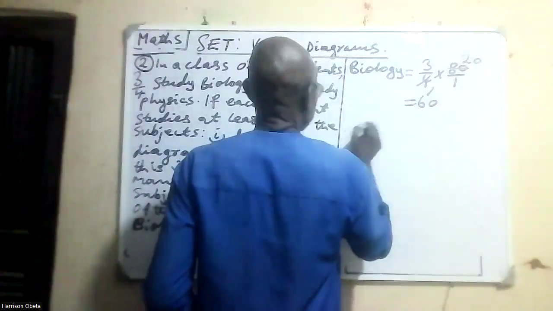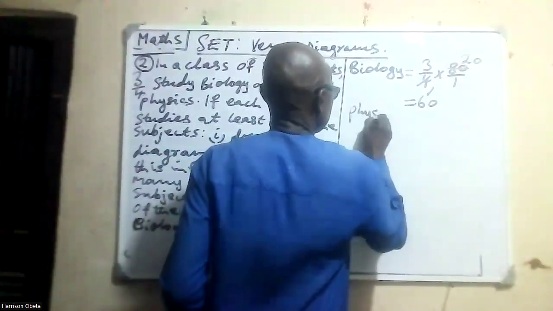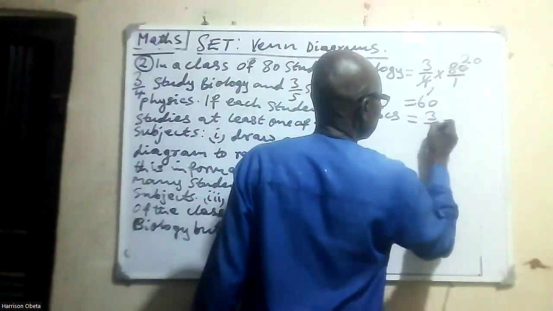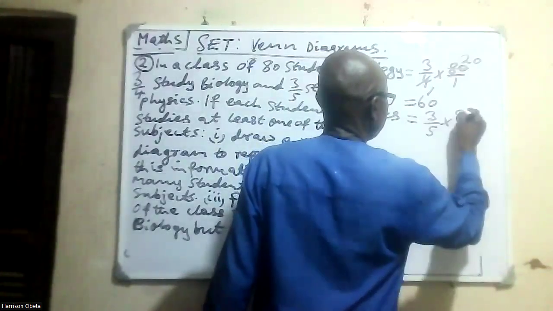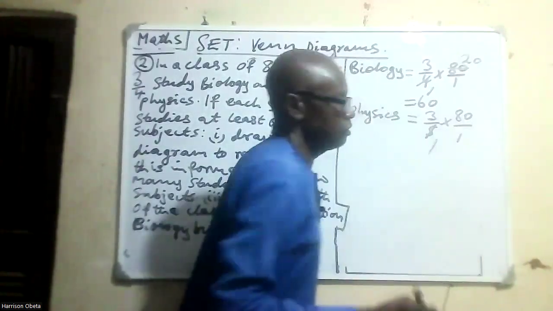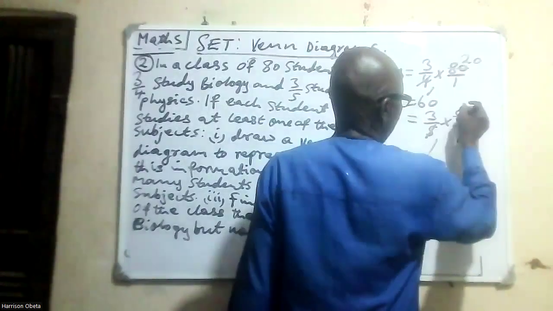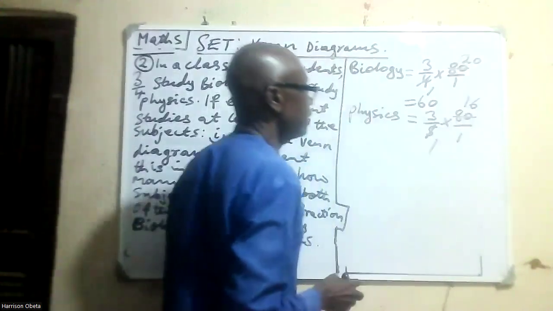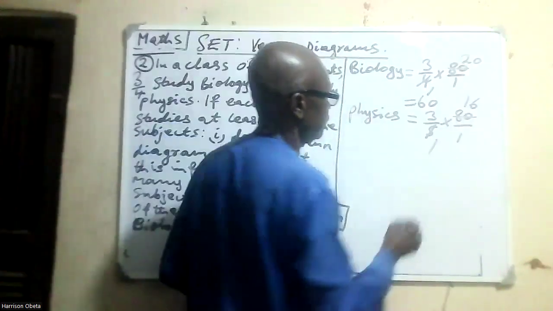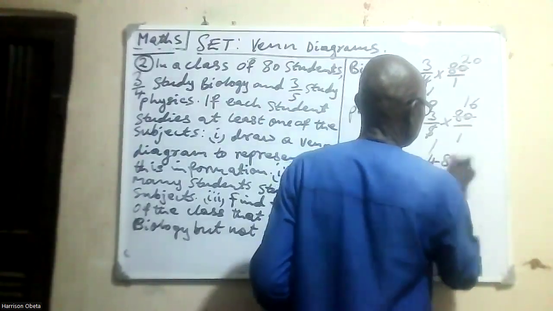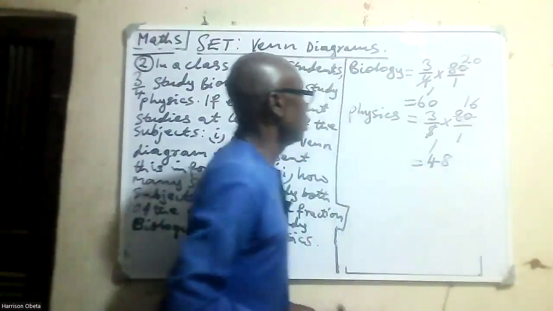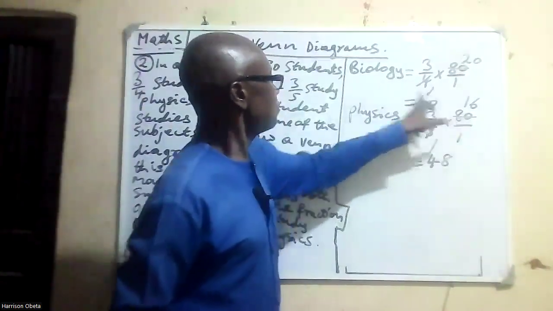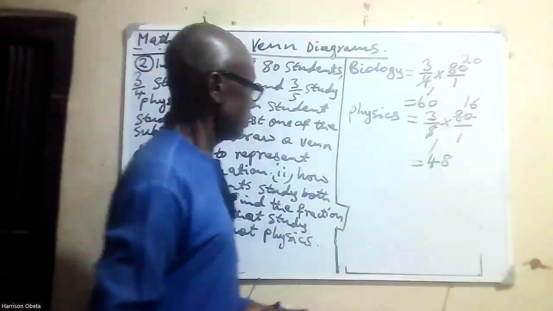Then physics. Physics is 3/5 multiplied by 80/1. 5 in 80 is 16. And 3 times 16 to give us 48. So that means that 60 study biology and 48 study physics.